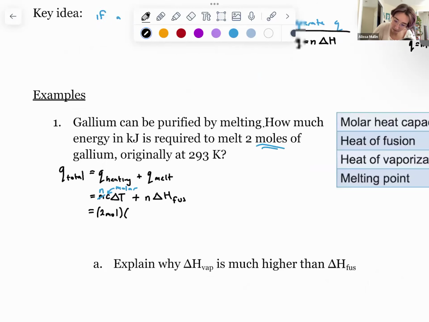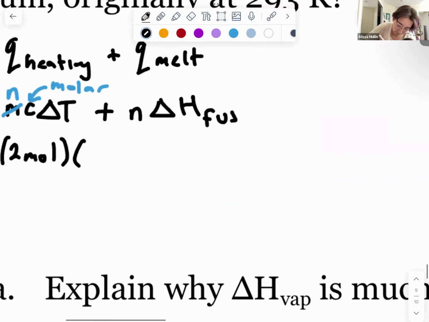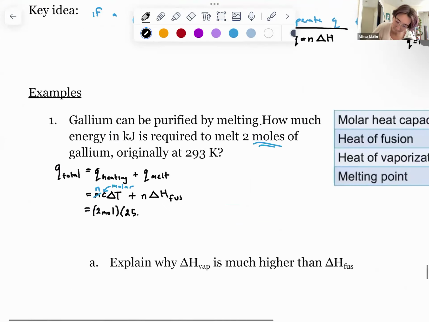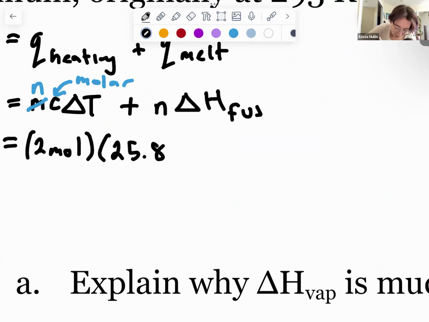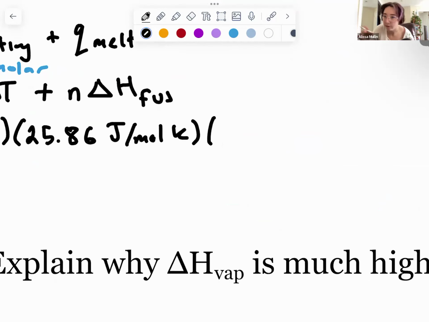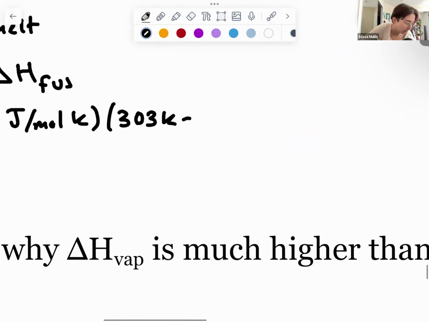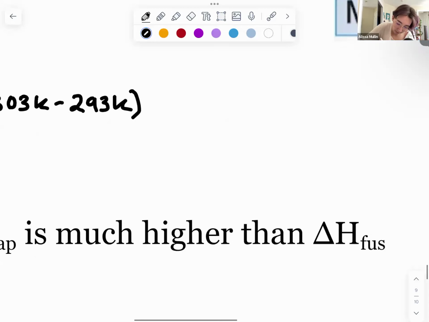I have a molar heat capacity of 25. And you can totally do these two separately and then add them together later. I'm just going to list it all out. And I had this temperature change, final minus initial. And then I also have the heat required for the melting.